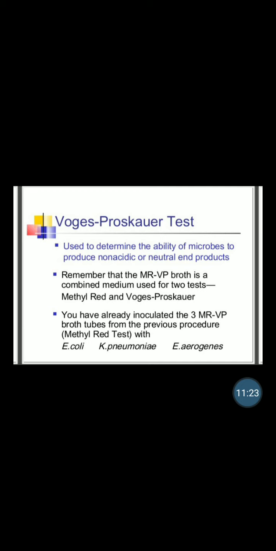Then in this there are three. You have already inoculated the three MRVP broth tubes in the previous procedure, for the methyl red test, with E. coli, K. pneumoniae and Enterobacter aerogenes.